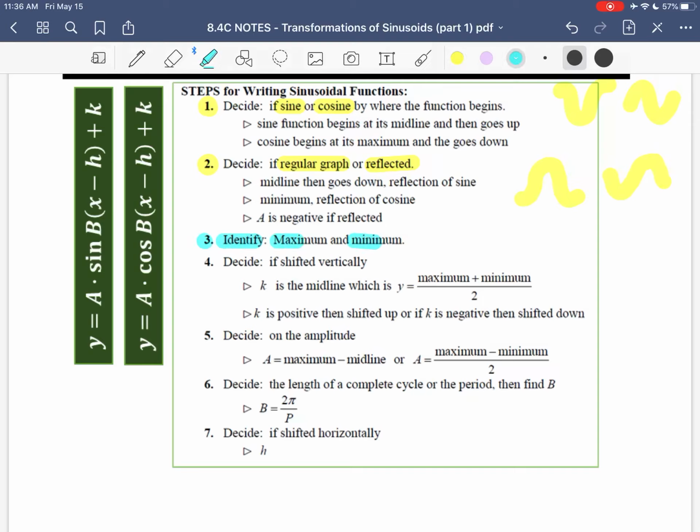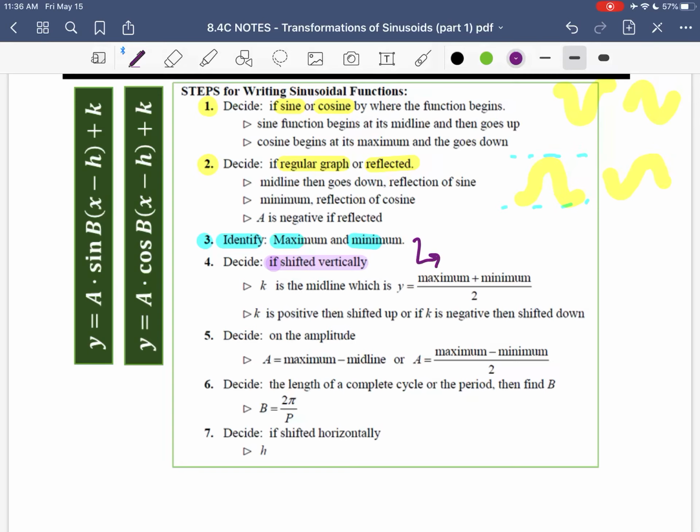Okay, once you've decided if it's sine or cosine, if it should be reflected or not, the next thing you want to do is identify the max and the min value. So just look at the graph and see where's the top, what's the maximum value it reaches and what's the minimum value it reaches. Pretty self-explanatory, I think. Next thing that we do is we're going to decide if we should shift it vertically. So should it be shifted up or down at all?